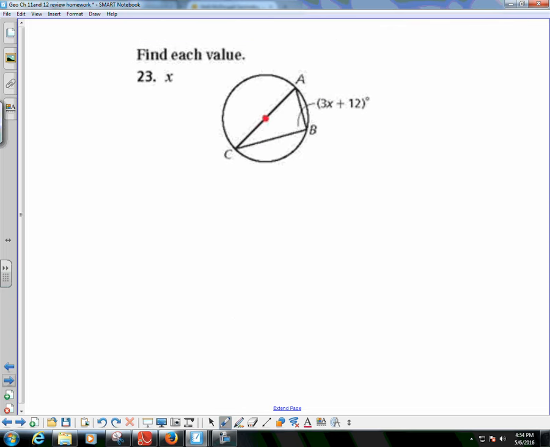All right, we're coming down the home stretch. I need to figure out the value of X. Wants to know what X is. I look at this, and I've got this angle right here. This angle subtends.